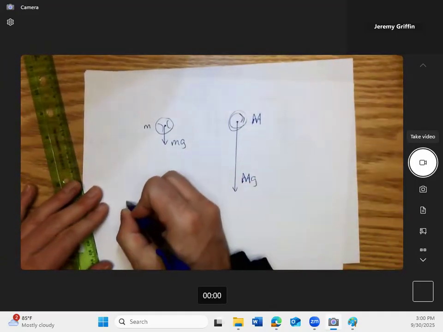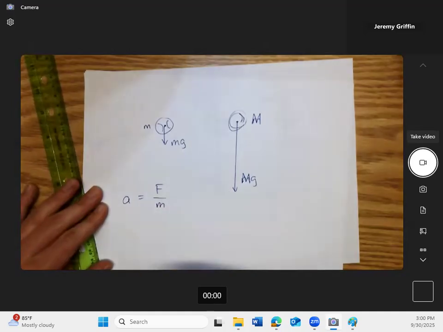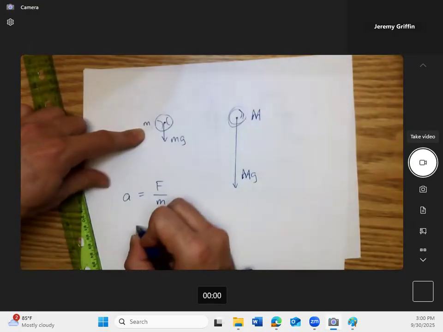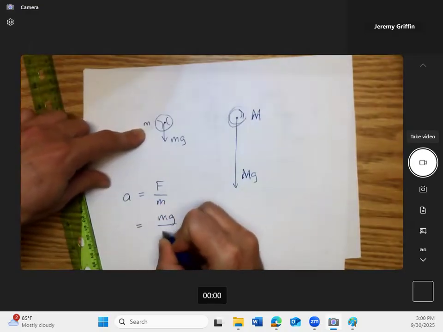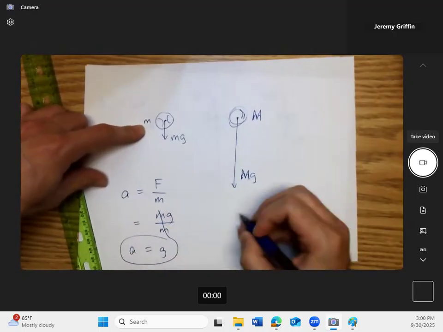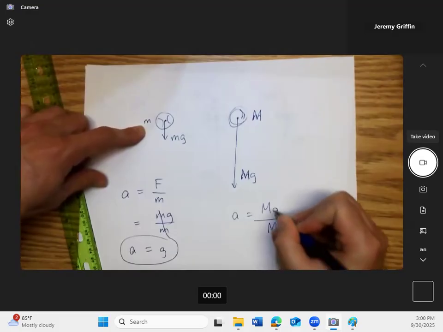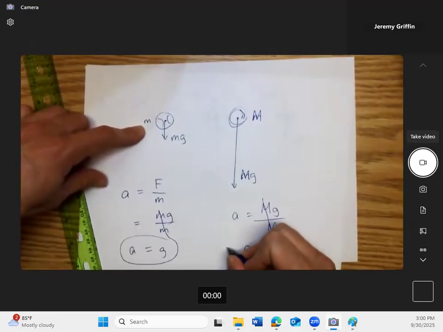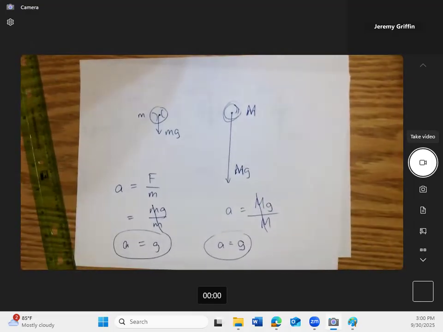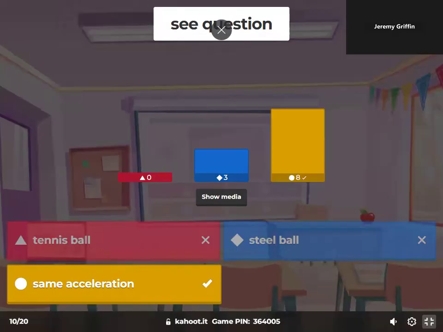Do you guys remember Newton's second law? Acceleration is net force over mass. And in this case, the net force is each weight. So for the tennis ball, it'd be mg over m, and then the acceleration is just g. For the steel ball, acceleration is big Mg over big M. It's still g, right? So in a vacuum they would fall together. There's no air drag.